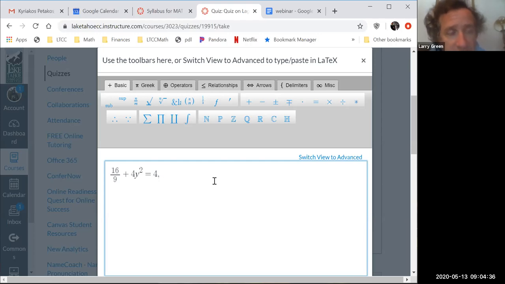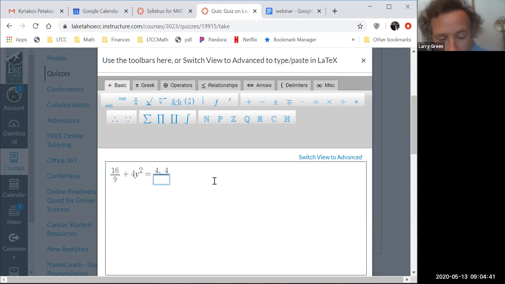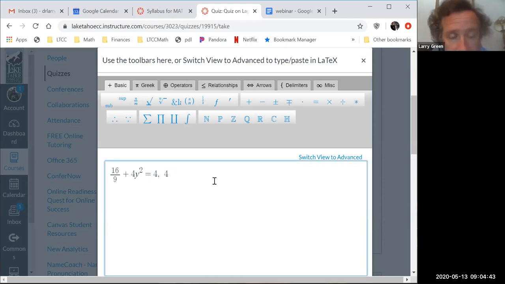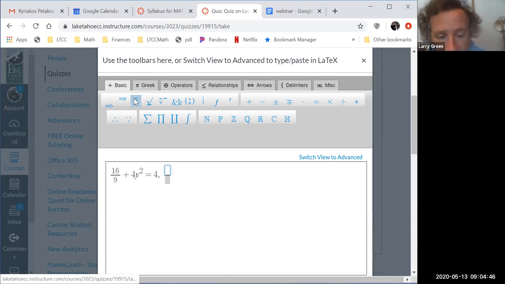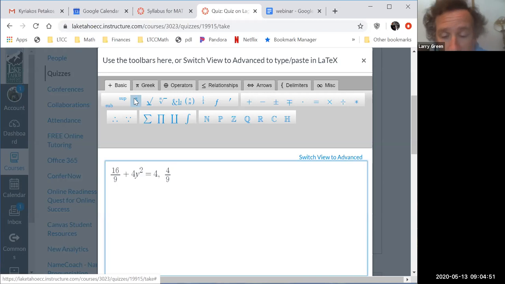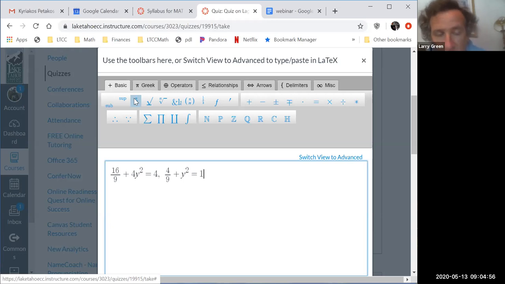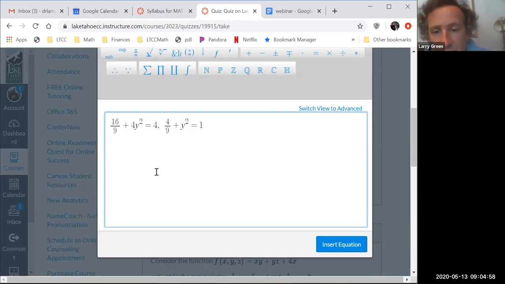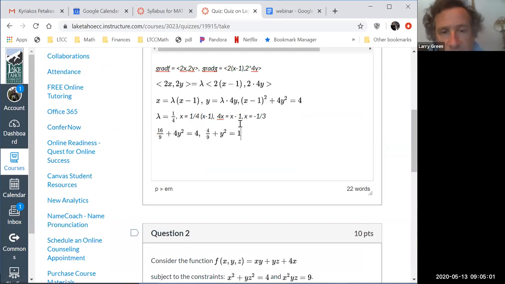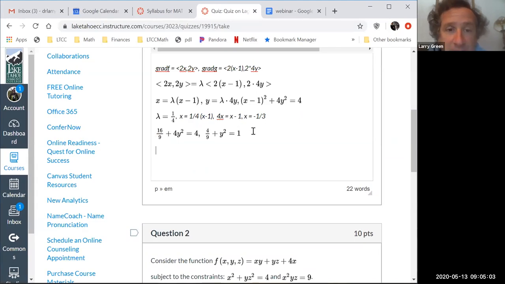Okay, and I could take that and divide by 4 just to get rid of the 4s. It'll be prettier. So we can say 4/9 plus y squared equals 1. Some basic algebra. And then we just finish it off. We subtract 4/9. 1 minus 4/9 is 5/9. And take a square root of both sides. You get the square root of 5 over 3, plus or minus.